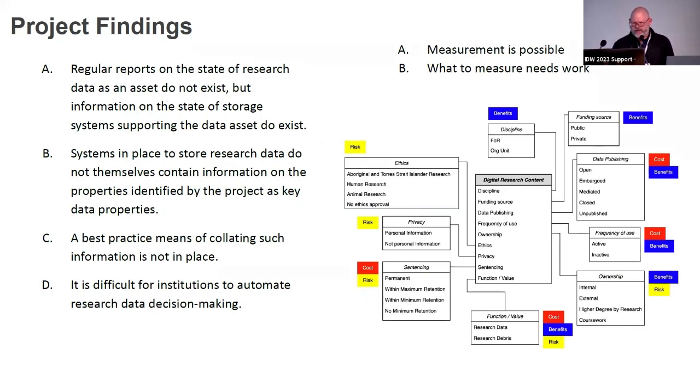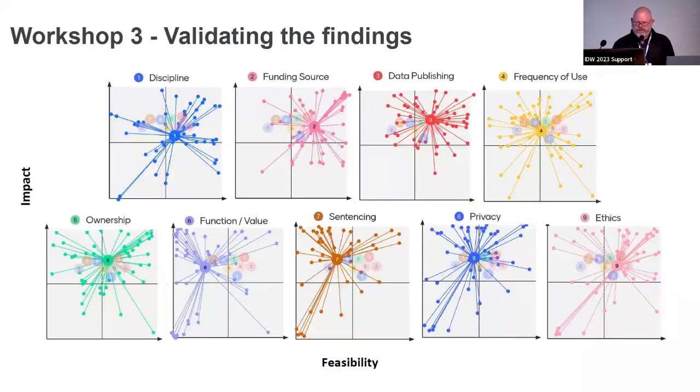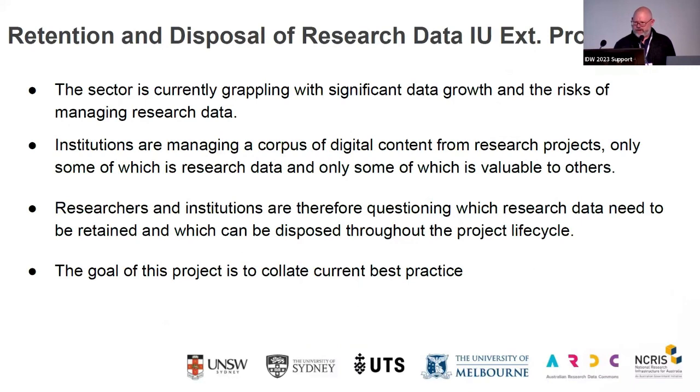And these are some findings that might be of interest to you. Regular reports on the state of research data as an asset don't exist, but information on the state of storage can be done. Systems in place to store the research data don't themselves contain the information on those properties. That's pretty obvious. A best practice means of collecting such information is not in place across our institutions. And it's difficult at the moment for institutions to automate this, but we're going to slowly make progress in that direction, we think. So we did some work on validating our findings, and I'll skip over that briefly.